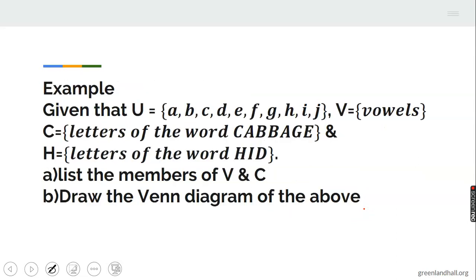Not like as I've drawn in the Venn diagram. Example: given that U has the elements A, B, C, D, E, F, G, H, I, J, while V is the vowels, C is the letters of the word cabbage, and H is the letters of the word heed. Question 1: List the members of V, C and H. Question 2: Draw the Venn diagram of the above.